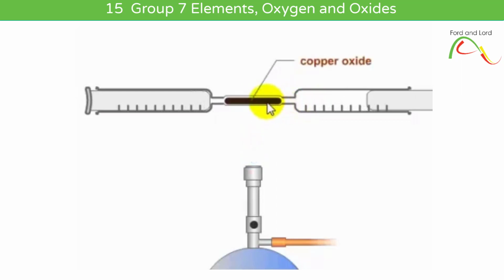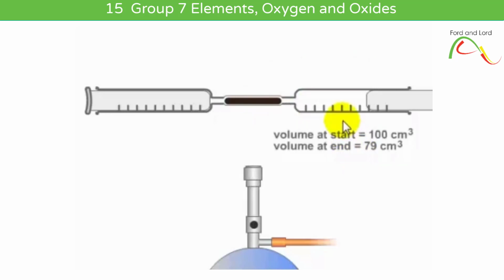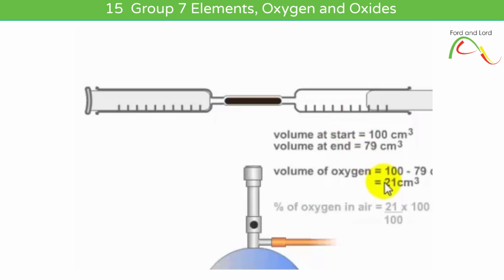There we go, copper oxide's been formed. Now at the end of it, we've got 79 cubic centimetres of gas here. The volume at the start was 100, so we're left now with 21. Now that must have been how much oxygen there was present in the air originally. Okay, so work out percentage from the 21%.